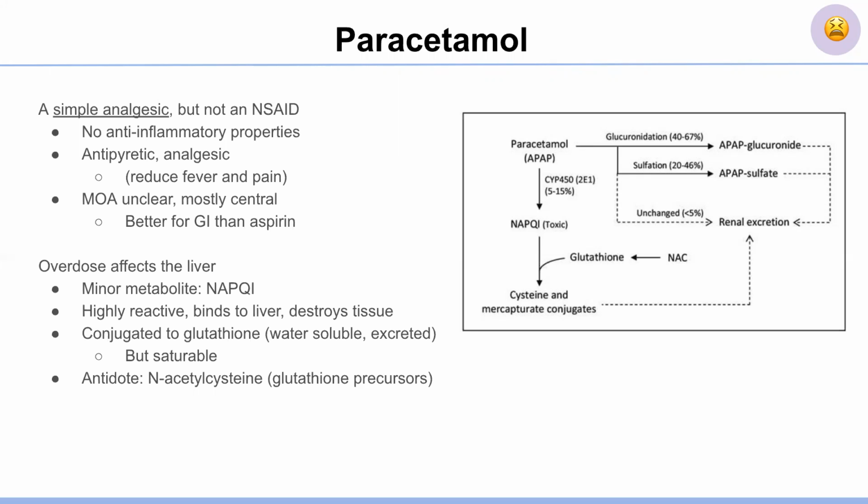Overdosing on paracetamol affects the liver. The metabolite NAPQI is highly reactive and toxic, and it's normally conjugated to glutathione and excreted. However, this is saturable, so the antidote is to administer the precursor, N-acetylcysteine.